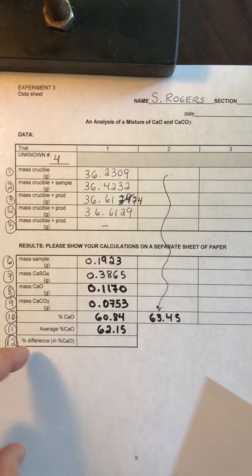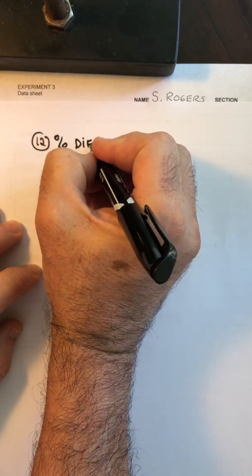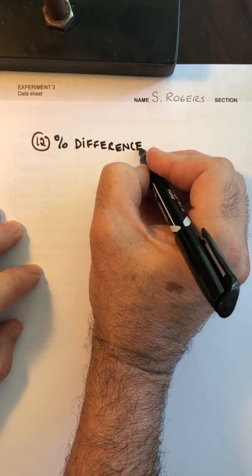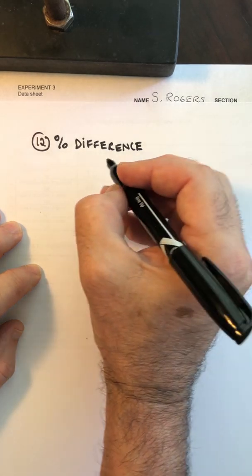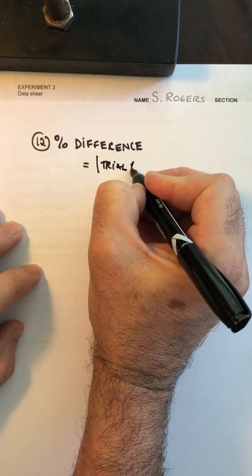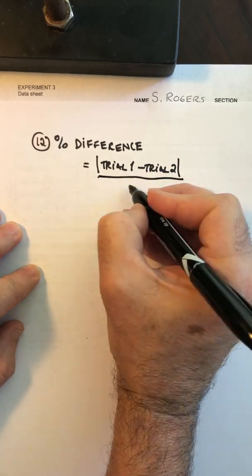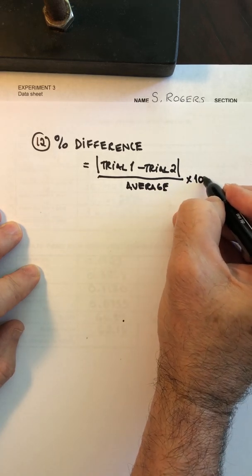For that, I'm going to do the percent difference. I'm going to bring another paper here so I can do it big enough. So this will be item number 12. What is the percent difference? The percent difference is a way of assessing how reproducible my results were. In other words, how precise my data was. And remember that the formula here is you're going to do the absolute value of the difference between 2 trials, trial 1 minus trial 2, divided by the average, and again times 100%.